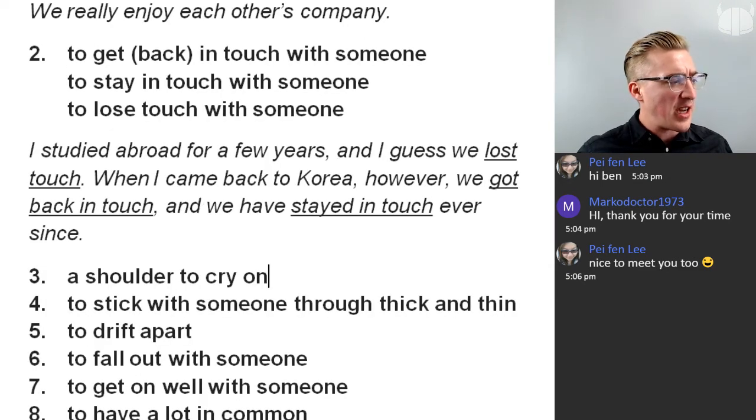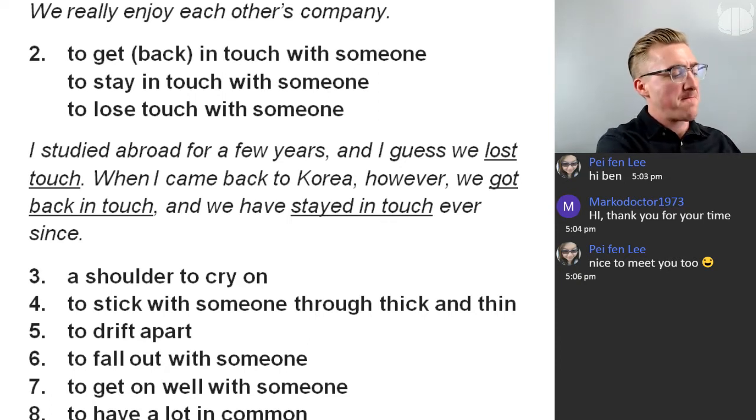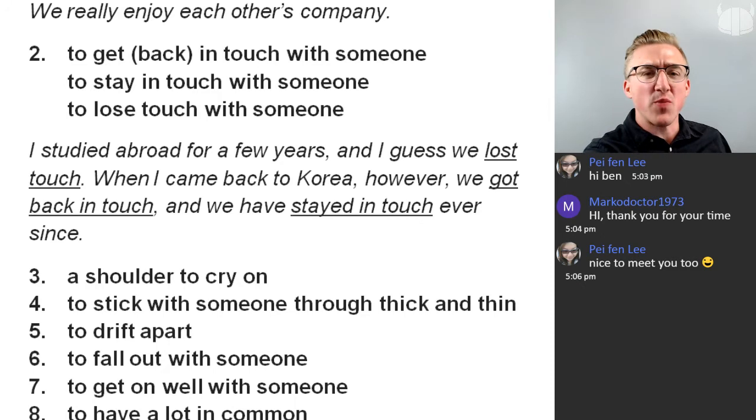Number 3, a shoulder to cry on. A shoulder to cry on. So this is a nice expression when you're talking about why you value one of your friends. Okay? Friends offer us a lot of emotional support, and this is a good way to express that.